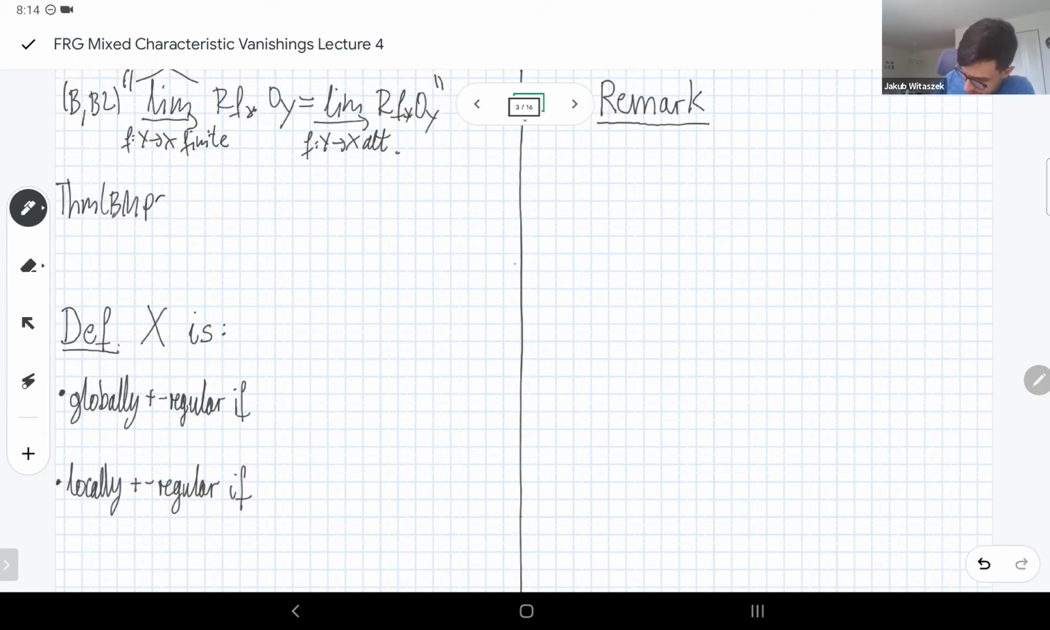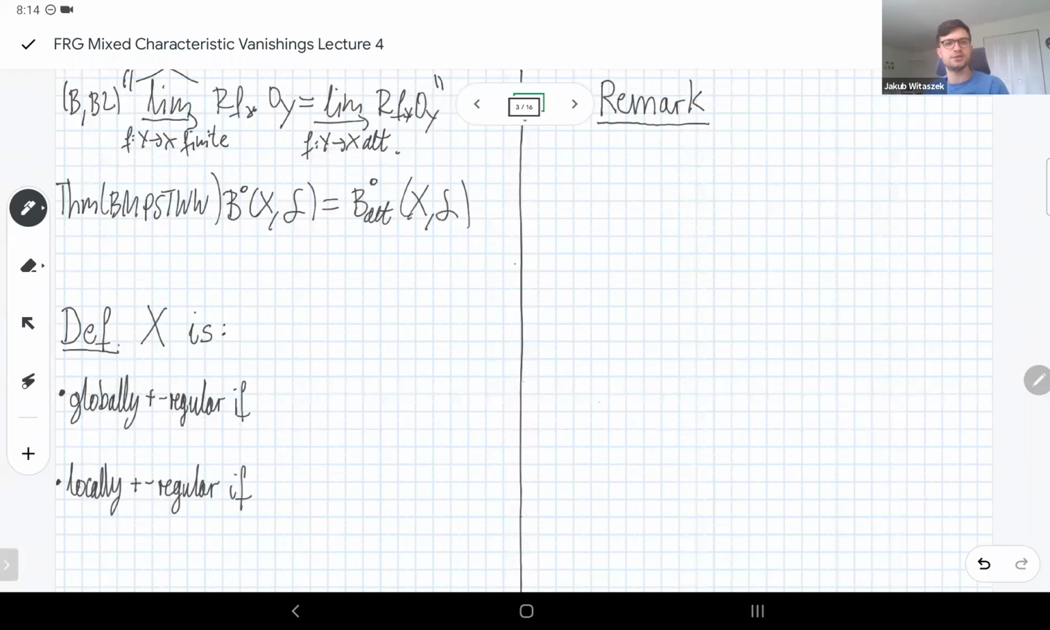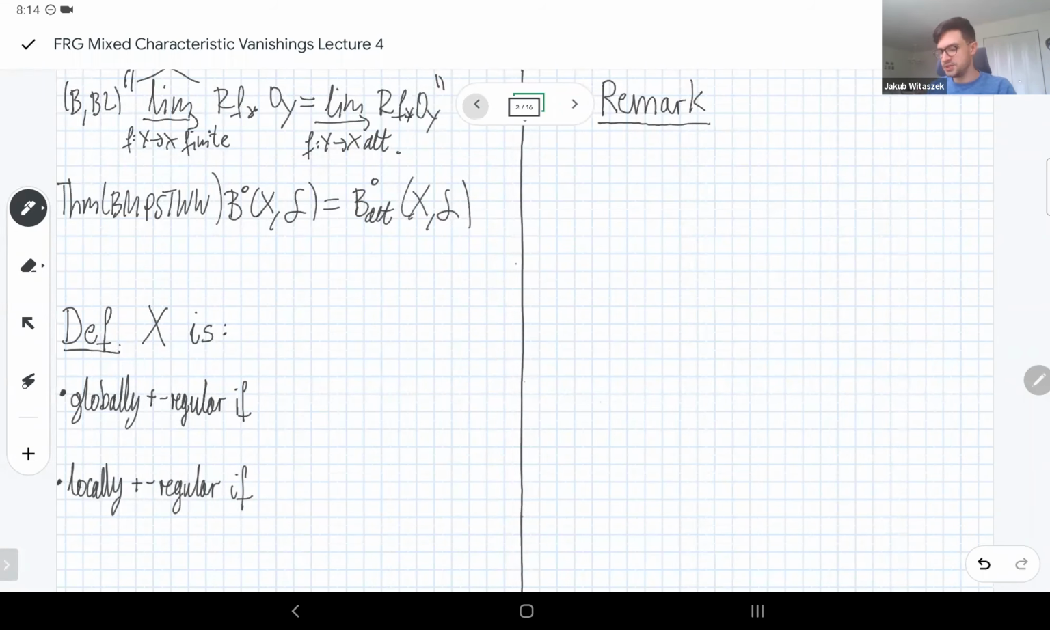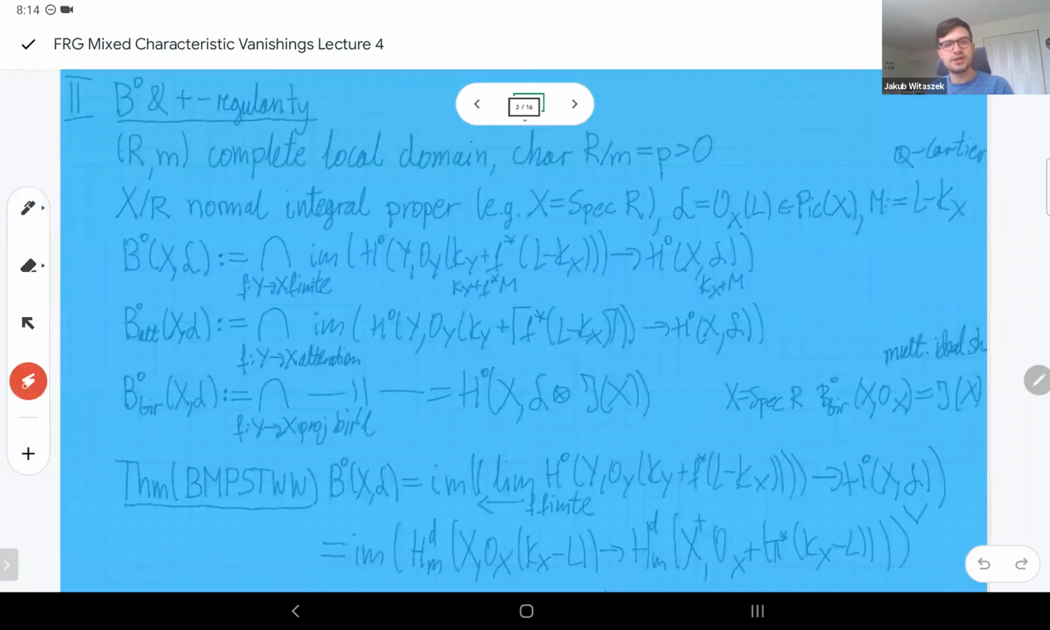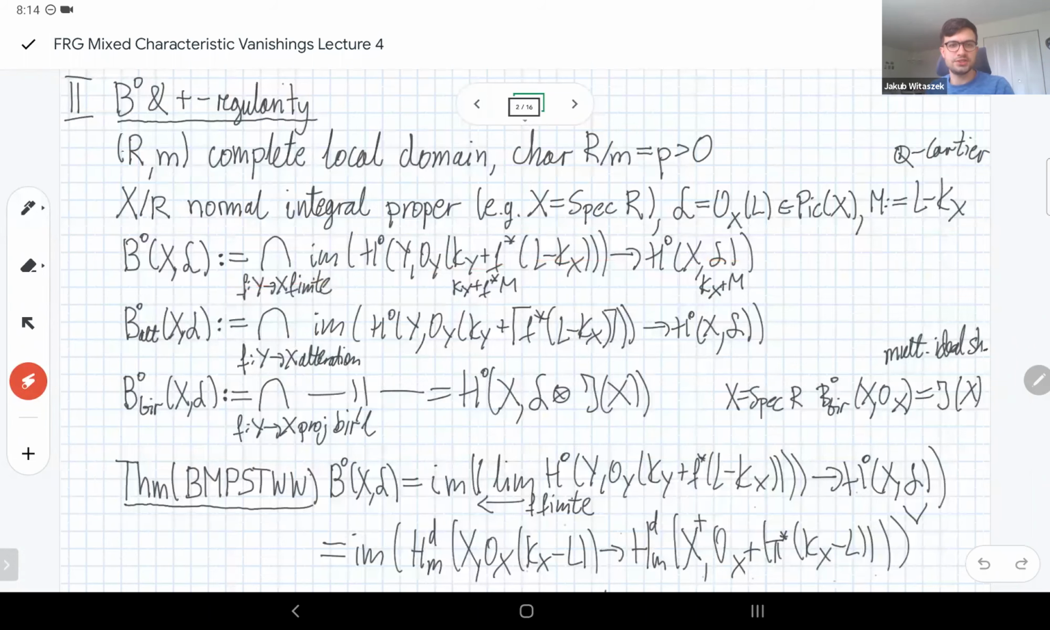Seven authors paper. Is that B0 XL is equal to B0 alt XL. So let me remind you that this B0 is defined with respect to finite maps, and B0 alt is defined with respect to all alterations.